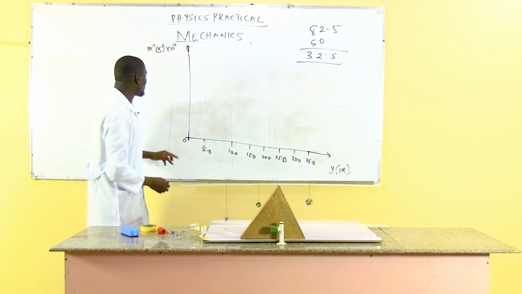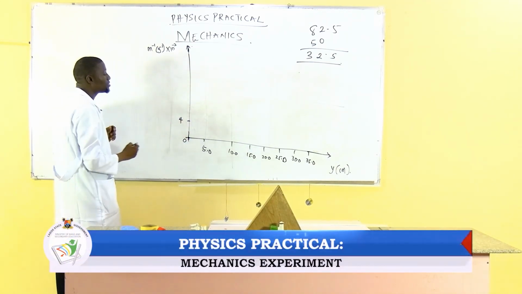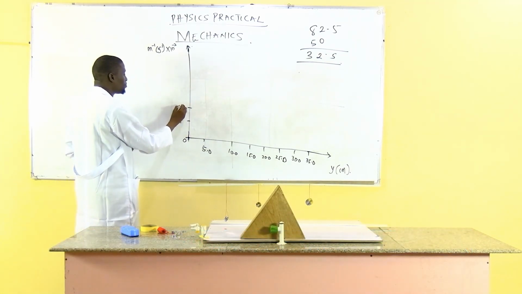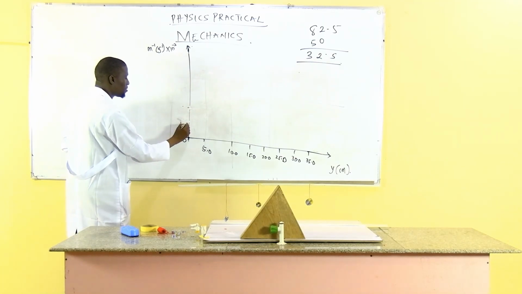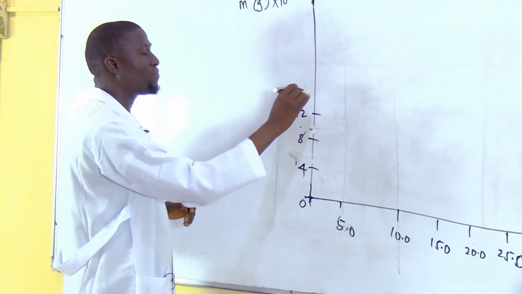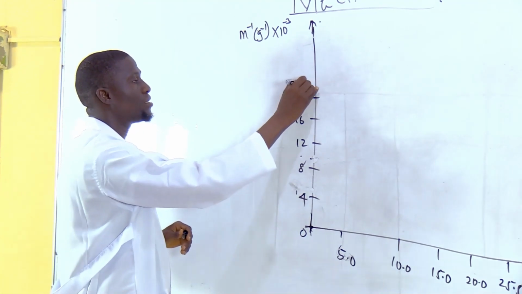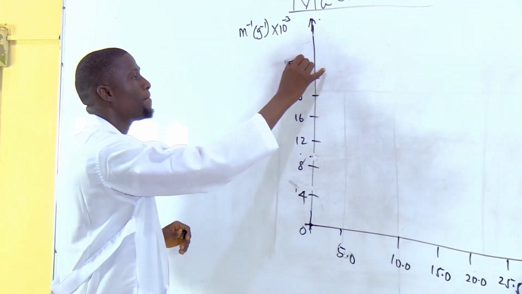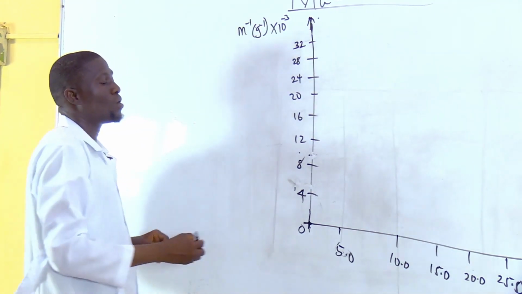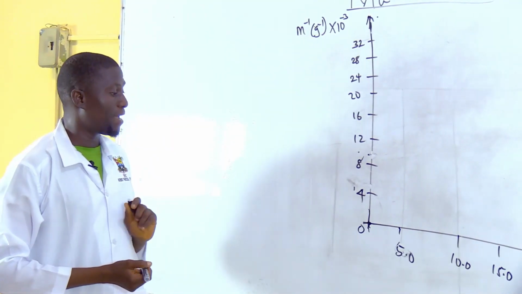For the vertical axis, I'm going to take it from 0 to 4 in order to expand the graph very well. The next one is going to be 8. Okay, this is 4, this is 8, this is 12, this is 16, this is 20, I have 24, I have 28, I have 32. So I'm going to end it at 32 for that. Don't forget that we have 10 raised to power minus 3.